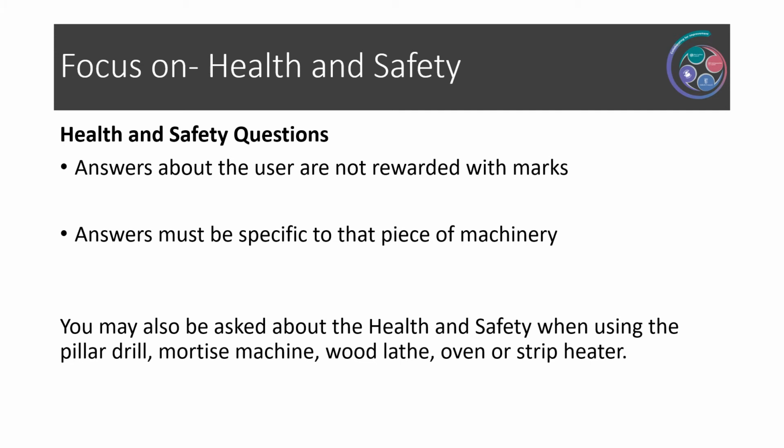When answering questions about health and safety, keep the following two things in mind. Answers about the user are not rewarded with marks, so don't talk about goggles, don't talk about wearing aprons, don't talk about tying hair up. Answers must be specific to that piece of machinery. If that piece of machinery doesn't have a guard, then you can't say, make sure you use the guard. You may also be asked about the health and safety when using other pieces of equipment in the workshop, such as the pillar drill, the mortise machine, the wood lathe, an oven or a strip heater.